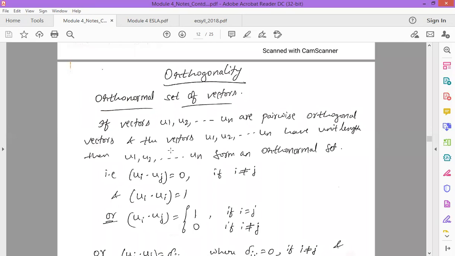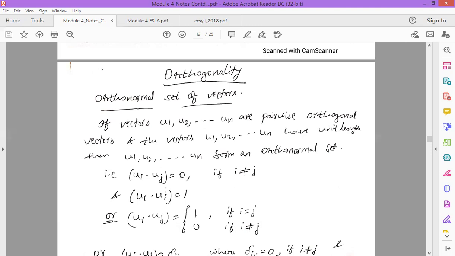With this, if we consider u1, u2 up to un acting as pairwise orthogonal vectors, and they have unit length, meaning the magnitude is 1, then u1 to un form an orthonormal set. That is, the dot product of two vectors ui dot uj must result in 0, where i is not equal to j.